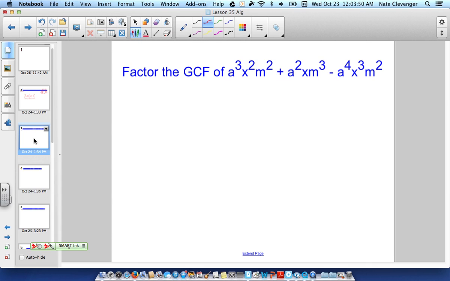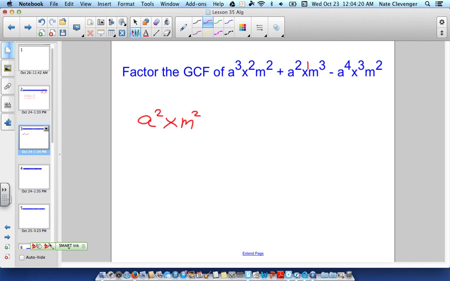Factor the greatest common factor out of these 3 terms. Let's go through our smallest a. We have a cubed, a squared, a to the 4th. Our smallest is a squared. Our common factor for x will just be x, because the second term has just 1 x in it. And then our value for m that we're going to factor is m squared. That's our greatest common factor. And by the time we got done with that lesson the other day, most of you had this down.